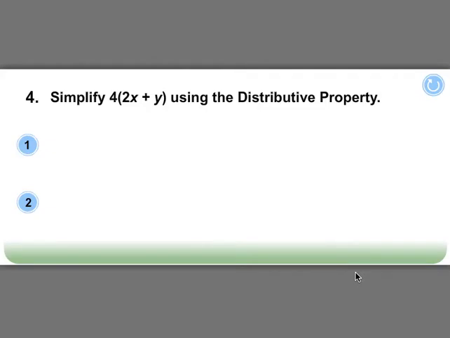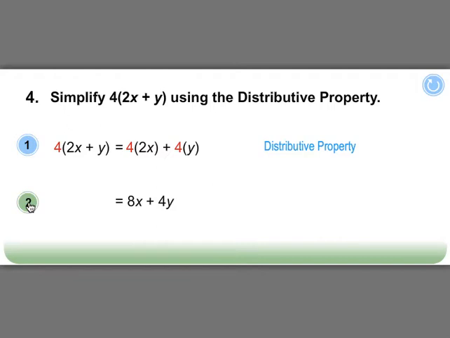Now let's simplify 4 times (2x plus y) using the distributive property. 4 times (2x plus y) is really saying 4 times 2x and 4 times y, when we use the distributive property. So we get 8x plus 4y.